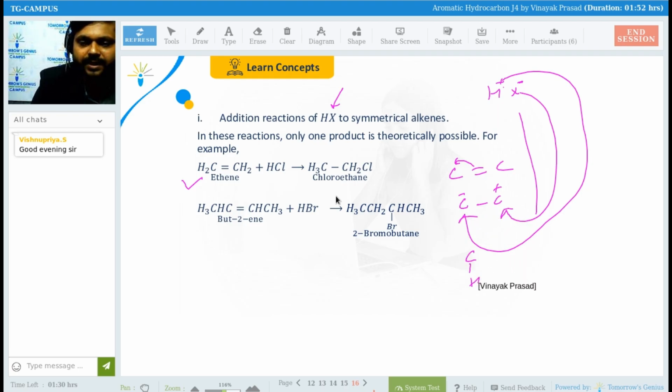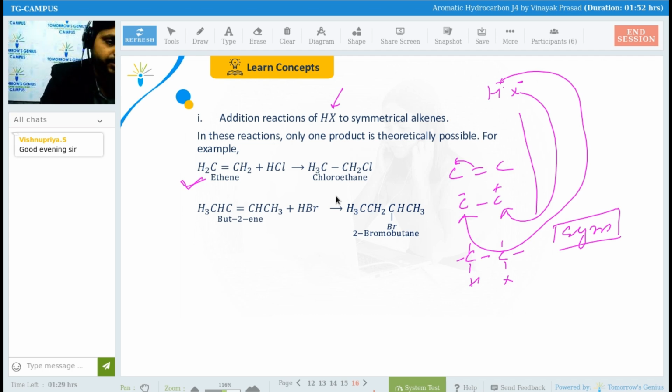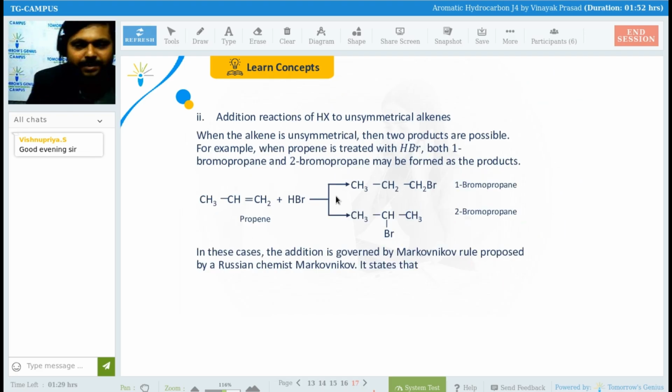So the product will be what? CH and CX, and the remaining will be hydrogen. Getting my point? But this is for a symmetrical alkene. Symmetrical means that it has two identical carbons. But for an unsymmetrical alkene, what are we going to do? Is there anyone who can tell me? For an unsymmetrical alkene, there can be 2 products.